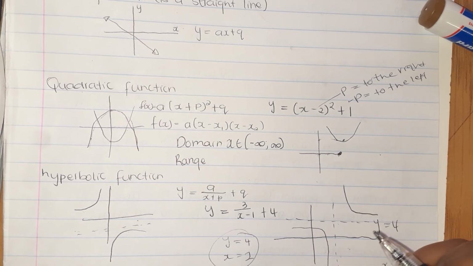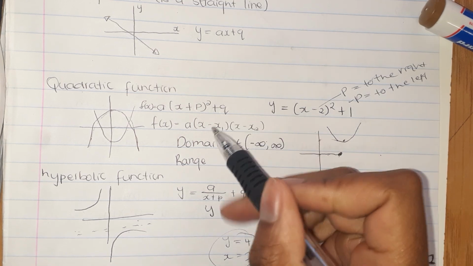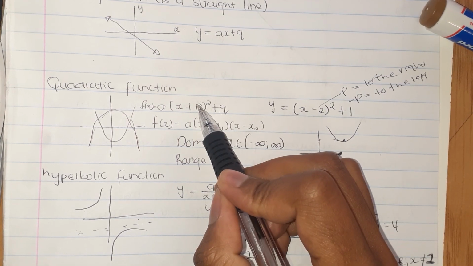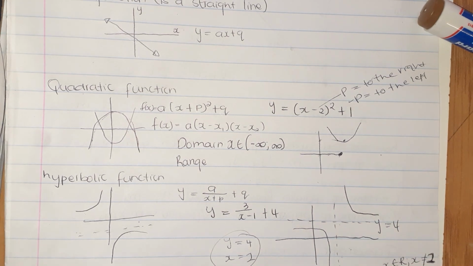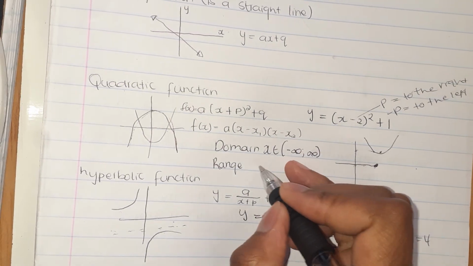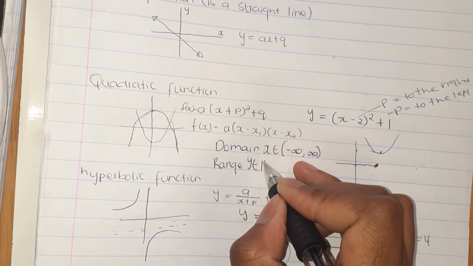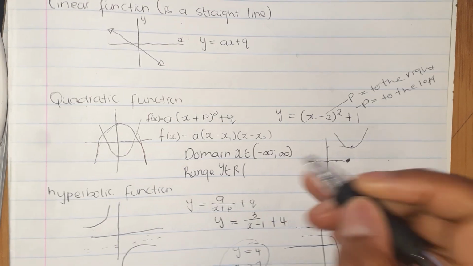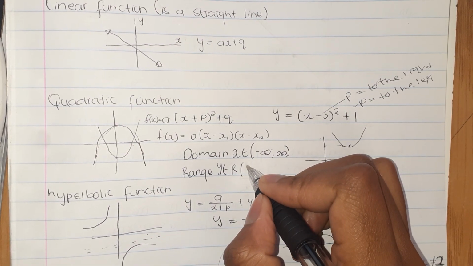And then for the range, we are going to look at the y turning point. You look at q. The value of q will tell you. So it can be y is an element of a real number from, here it's 1. So we'll say from positive.